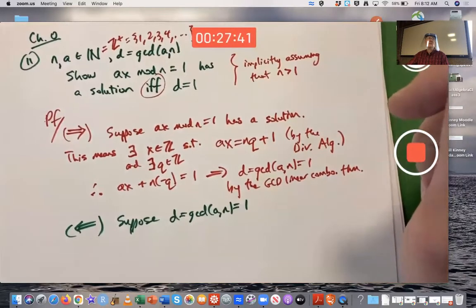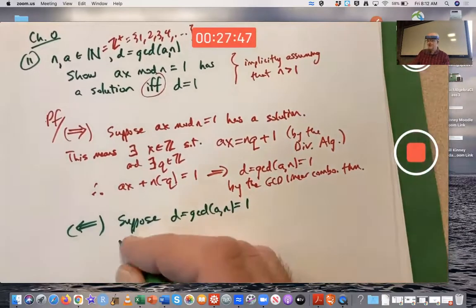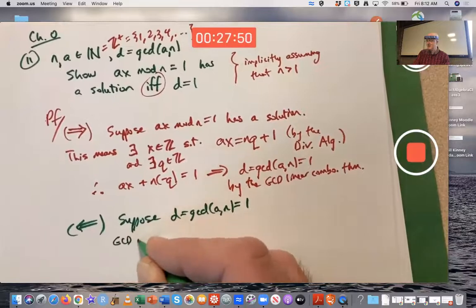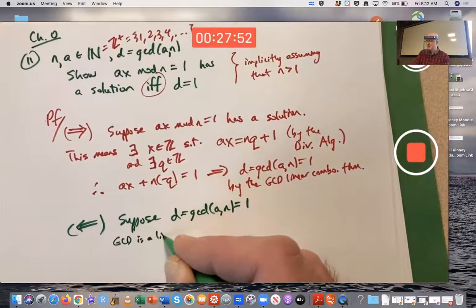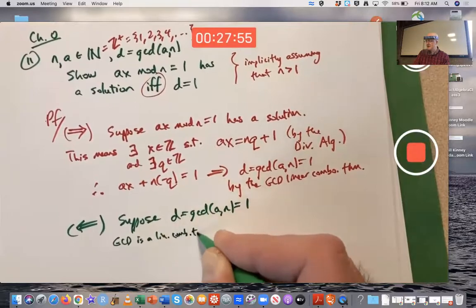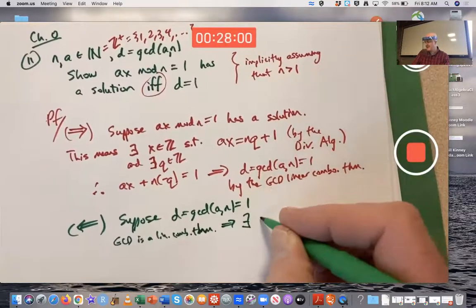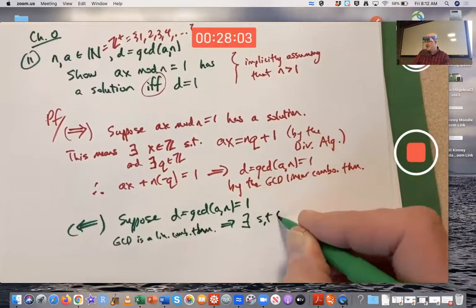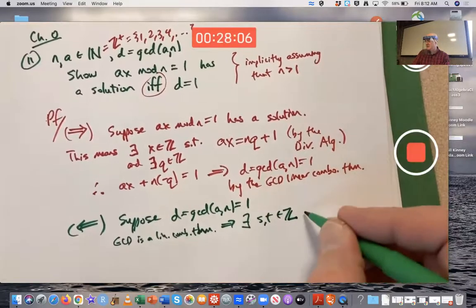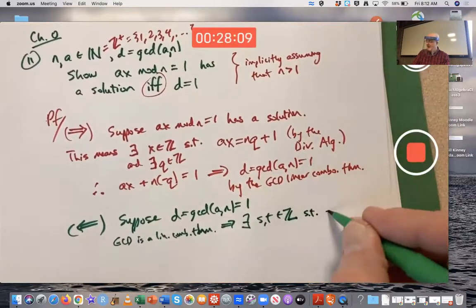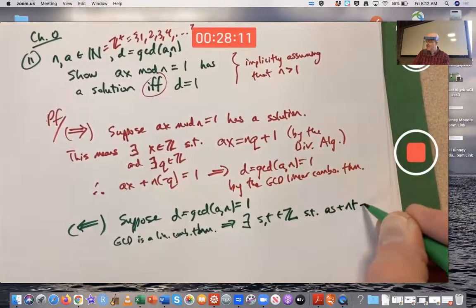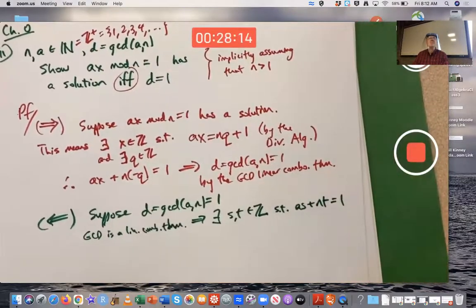Apply the GCD as a linear combination theorem right away. I'll just write it like this. GCD is a linear combination theorem implies there exist, I'll call them S and T like they do in the theorem, S and T in the integers such that AS plus NT equals 1. No Q's here anymore. But that's okay, the T is acting like the Q.